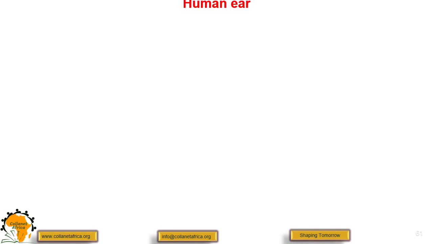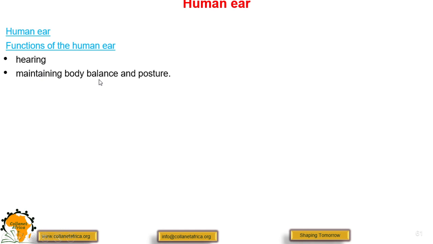This is the last lesson of reception, response, and coordination in plants and animals. And we are looking at the human ear today. So what are the functions of the human ear? Number 1, hearing. Number 2, maintaining body balance and posture.